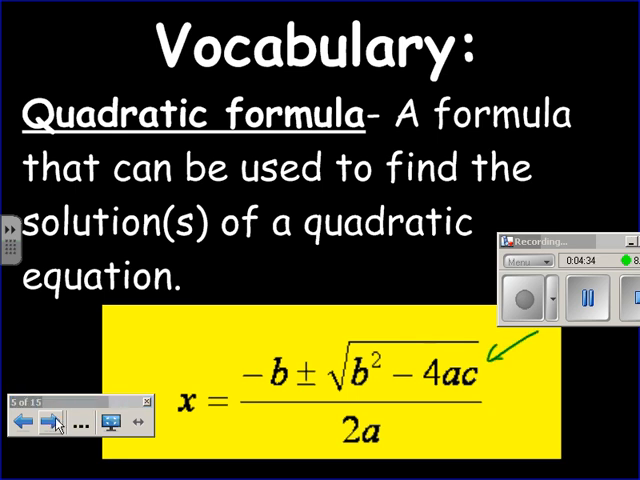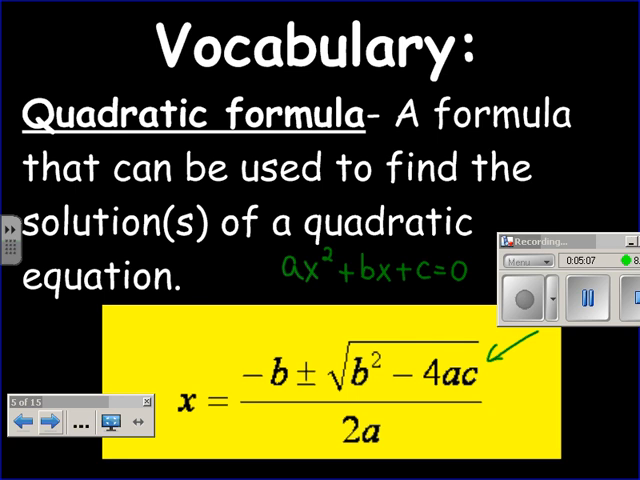The formula looks pretty complex, but it's really not difficult at all. Remember that the first thing you will do is put your equation into standard form, which would be like ax squared plus bx plus c equals 0, with a, b, and c being numbers, and a and b are the coefficients of x squared and x. You just identify these terms, a, b, and c, and you plug them into the formula.